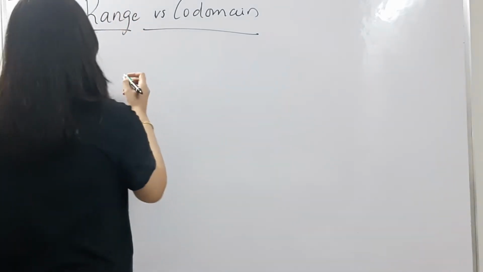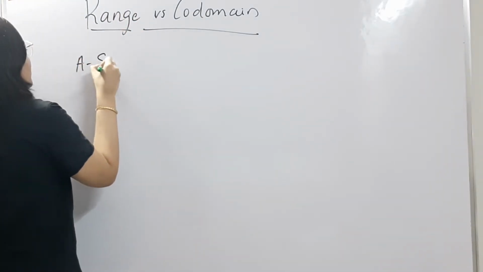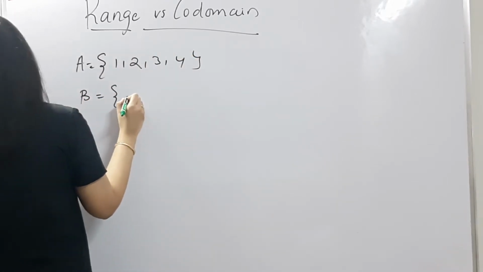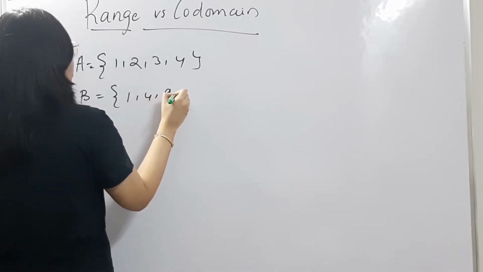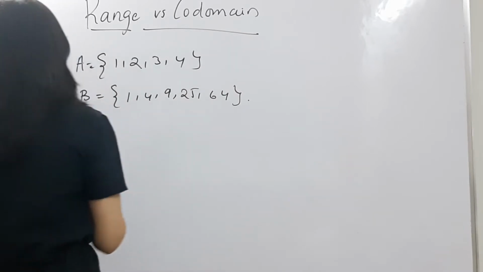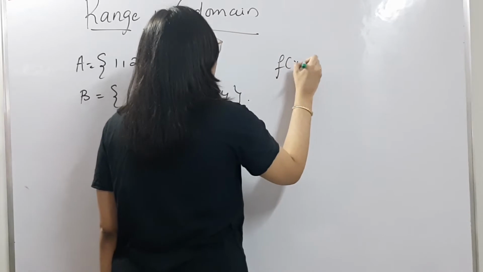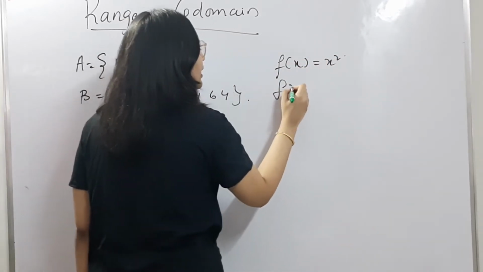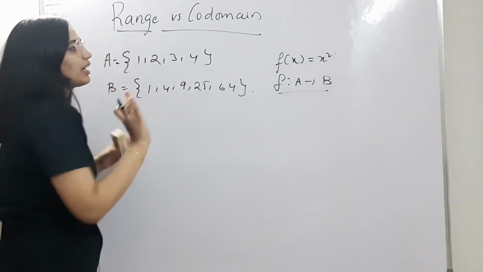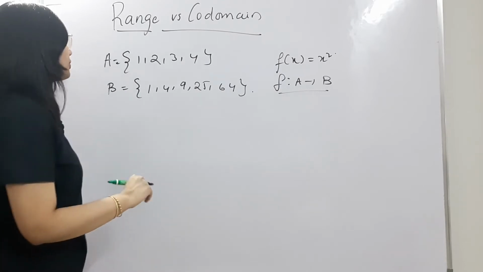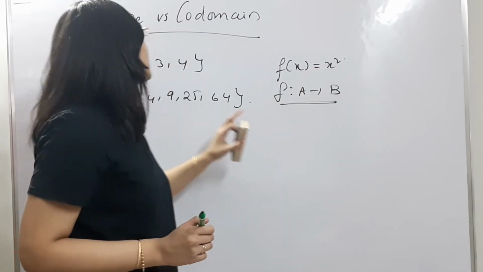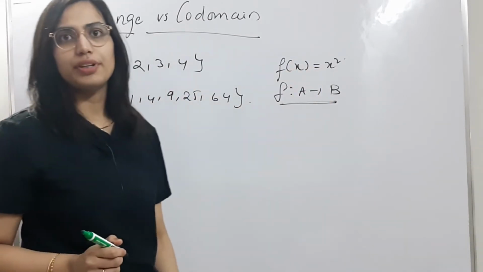For example, I would say A is equal to {1, 2, 3, 4} and B is equal to {1, 4, 9, 25, 64}. Now f of x is a function that is x square, and f is defined from A to B. So here, this is the question that I give you. In order to perform the function, you need to input the values in A and you need to get the output, right?